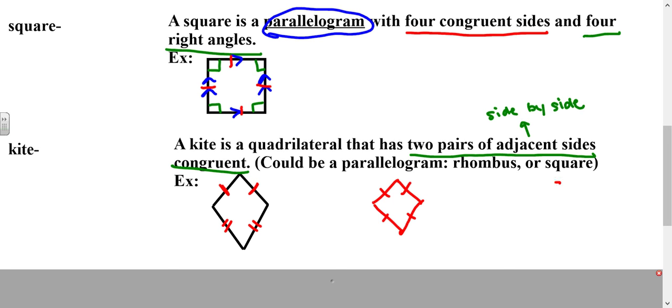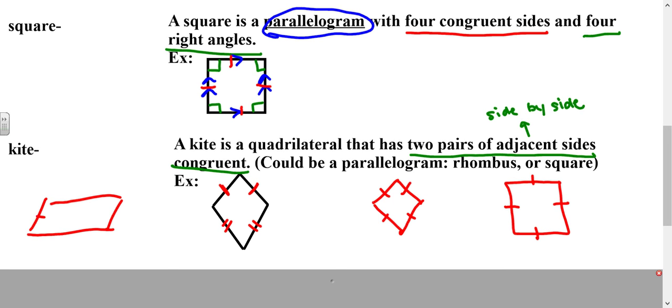A square, if you draw a square, this side is congruent to this side and this side is congruent to this side. They just all happen to be congruent to each other. So technically a rhombus and a square are also considered a kite. Now if I drew just a general parallelogram, this side is not congruent to this side, so that would not work. So only a rhombus and a square could also be considered a kite.